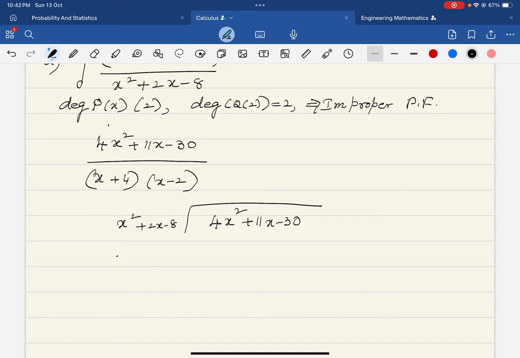So now what do we get? x square into what is 4x square? 4. So it is 4x square. Now we are going to multiply this 4 with the 2x and minus 8. So 4 into 2x is 8x and 4 into minus 8 is minus 32. So now subtract. This and this get cancelled.